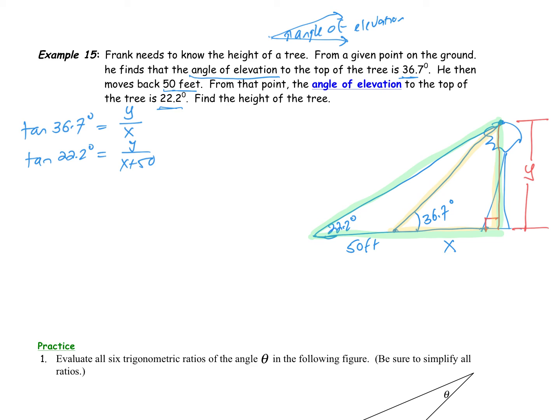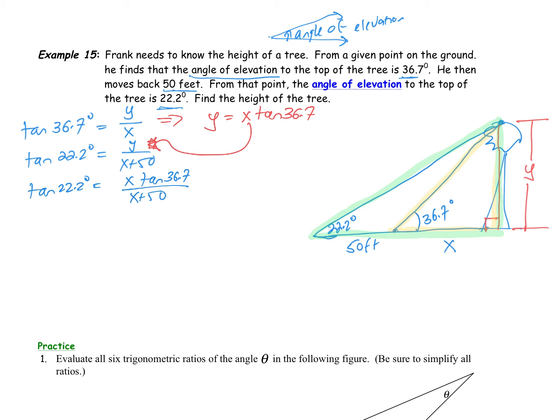So let's solve this by substitution. I'm going to isolate y in the first equation. So y is equal to x tangent 36.7, and then we can substitute in for y in the second equation. So that'll give us the equation tangent 22.2 degrees is equal to x tangent 36.7 over x plus 50. And remember, tangent 36.7 and tangent 22.2 are constants.